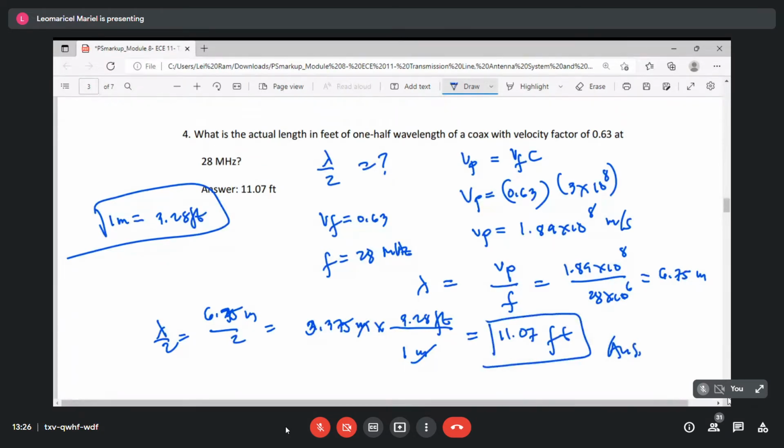Eh, paano kung sinabi, what would be the actual length of the quarter wavelength? So, quarter wavelength is lambda over 4 ang gagamitin. Eh, paano pag sinabi, what would be the wavelength of a Hertzian dipole? Hertzian dipole, lambda over 10.